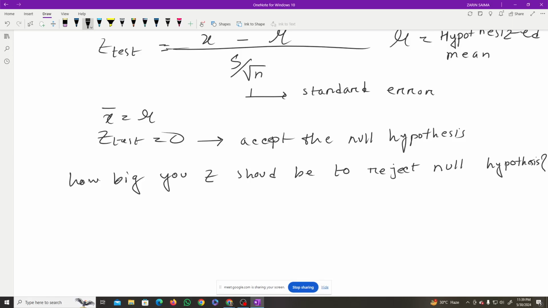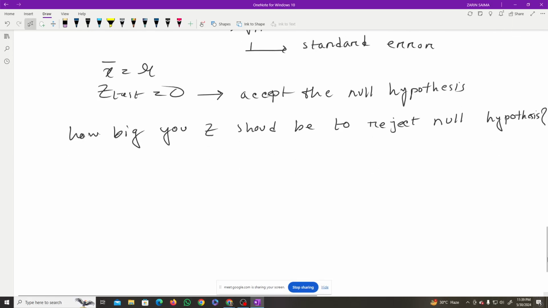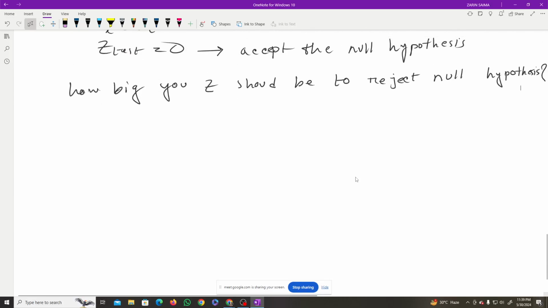So, now we introduce the cutoff line, also known as the decision boundary. Your cutoff line would determine whether you will accept or reject the null hypothesis.